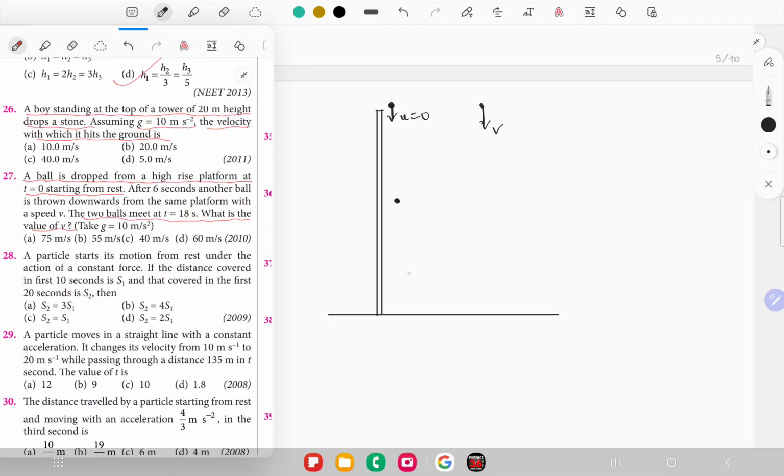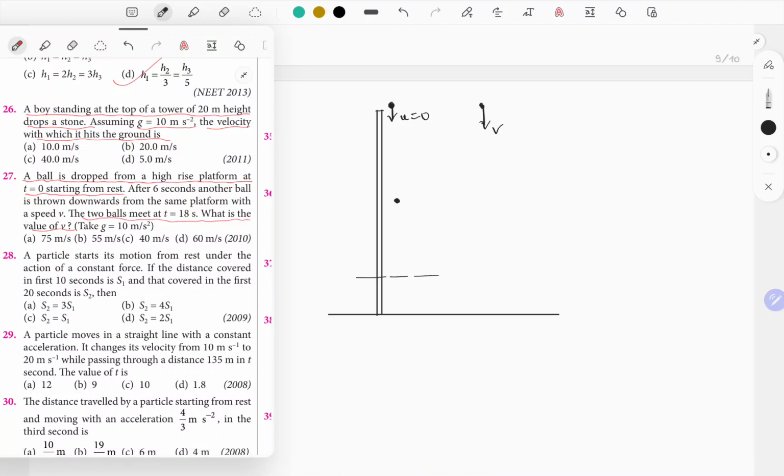Super. The two balls, let's say they met at one time. So by 18 seconds, the first object traveled this much distance. Let me consider this as ball A and this as ball B. And after 18 seconds, ball B is at the same position. They meet in the sense they are at the same position. Two balls meet at t is equal to 18 seconds. What is the value of v? That's what we have to find out.